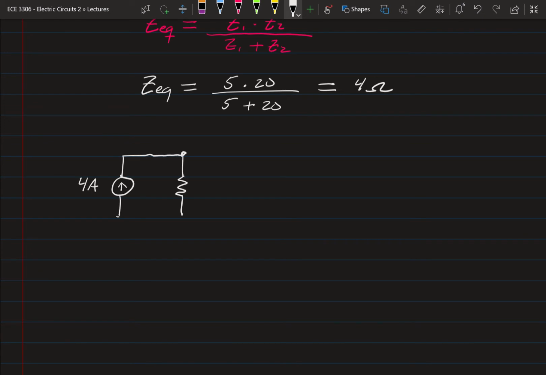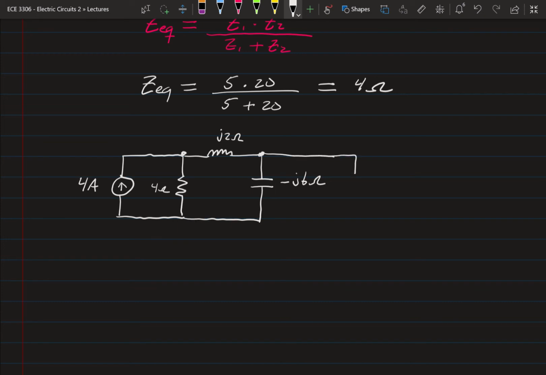Hanging out in parallel with our 4 ohms, and then we have the rest of the circuit here: j2 ohms, and our capacitor at minus j6 ohms. And then, of course, what we're looking for, our load impedance, ZL.